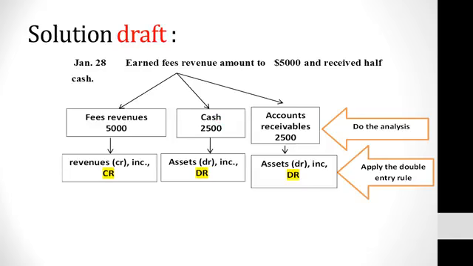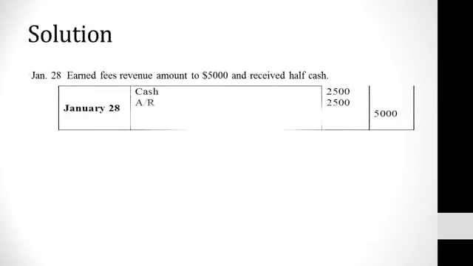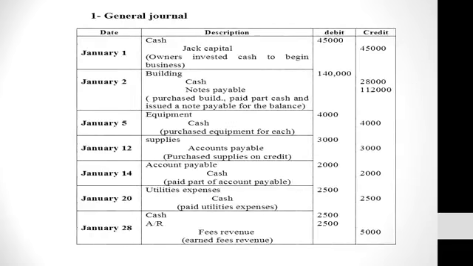How are we going to write it and record it within the journal, like so. Cash in the debit for 2,500, accounts receivable in the debit for 2,500, and fees in the credit side for 5,000. The final output will be like this. This is your solution for an example like this when you are required to prepare the journal or to record the transaction within the journal. This is what we expect to see from you.